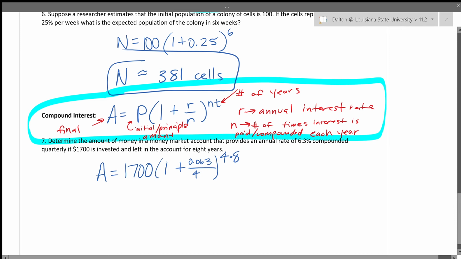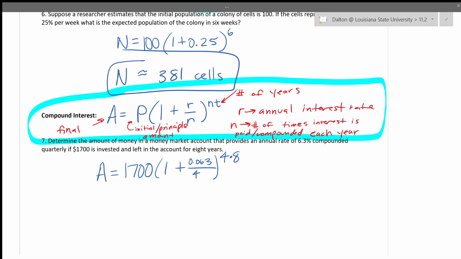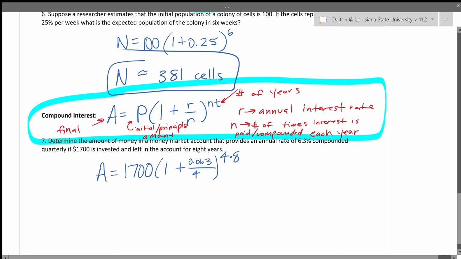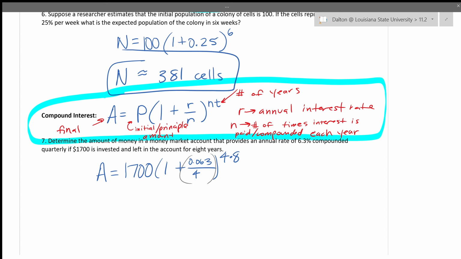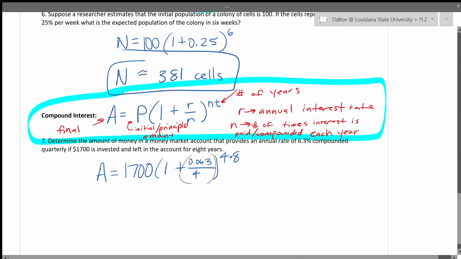And you could calculate this piece by piece. You can say, oh, 4 times 8 is 32, and then do 1 plus 0.063 over 4, all to the 32nd power, then multiply that times 1,700. Or you can just plug this all into your graphing calculator at once. Just be very cautious using parentheses around that fraction. You use your little caret symbol to raise it to the 32nd power. And since we're dealing with money, and money is defined through the hundredth place, with cents, we'll round this to the nearest hundredth.